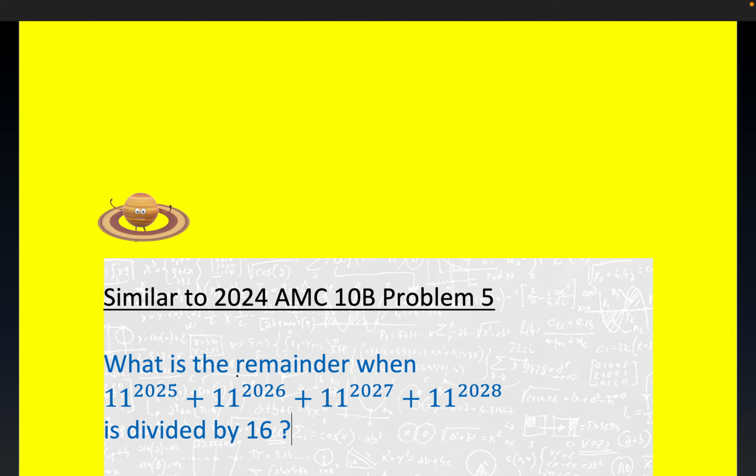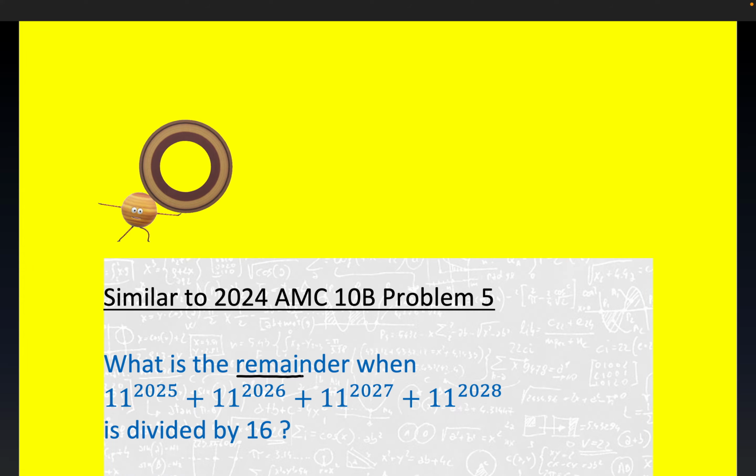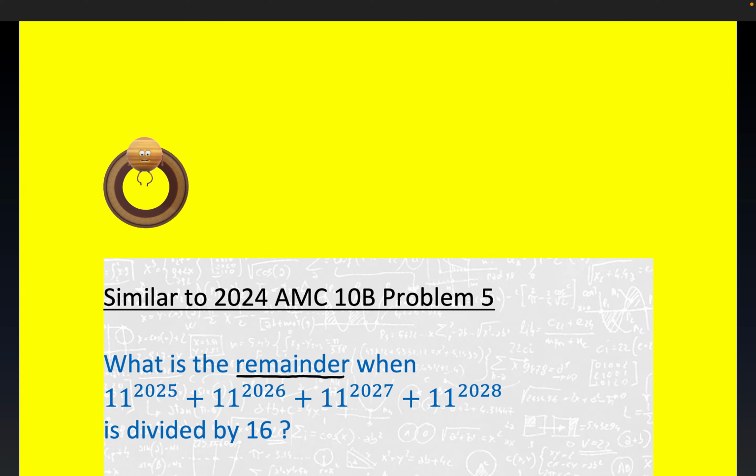Hey everybody, these remainder problems involving exponentials with really, really large exponents are very common. Normally it's just one, I think, on a lot of these competitions. Here we have four of them summed together.